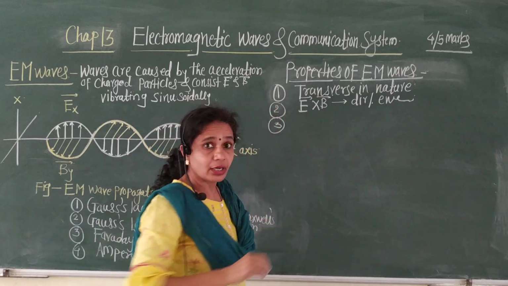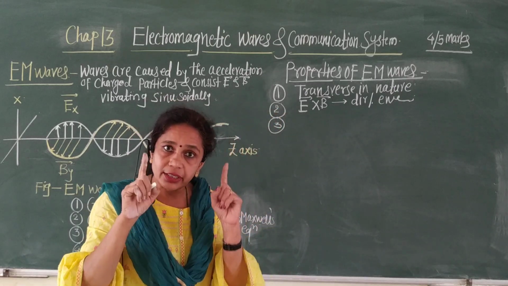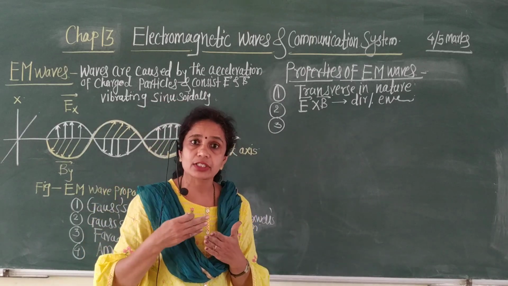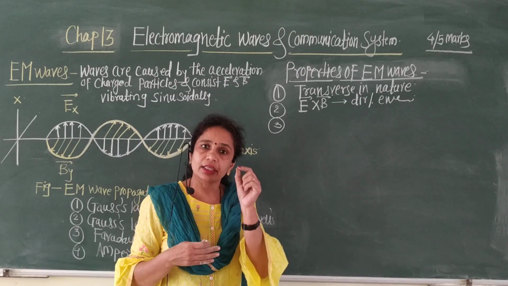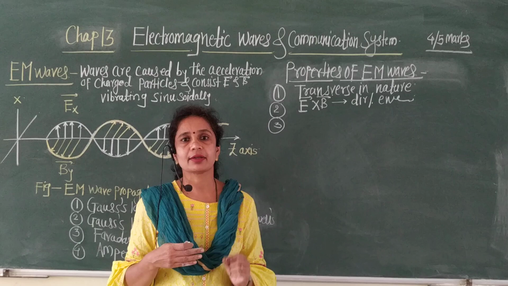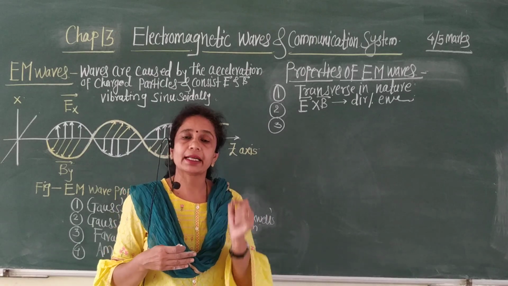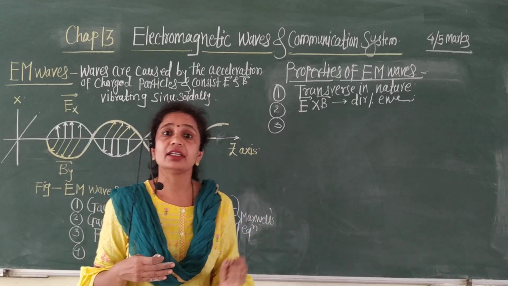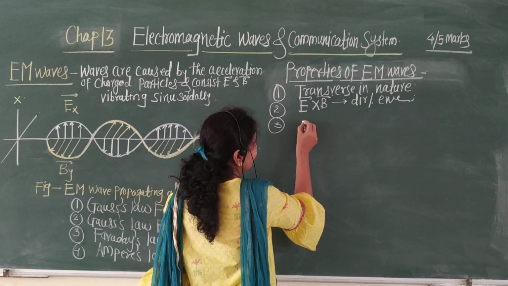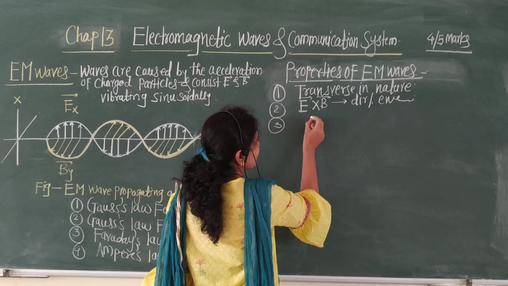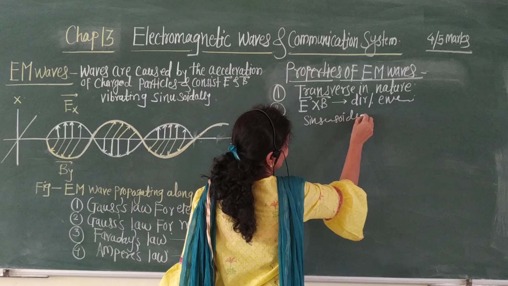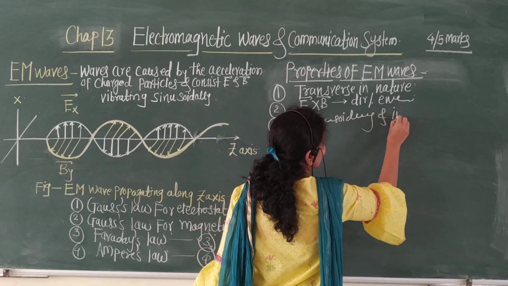Then, third characteristic, the E vector and B vector vary sinusoidally and are always in phase. Both these fields, electric field and the magnetic field, are in phase also. Okay? Therefore, this is the third property. It is varying sinusoidally and in phase.